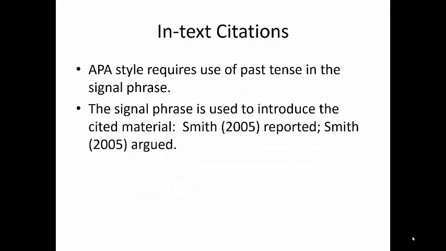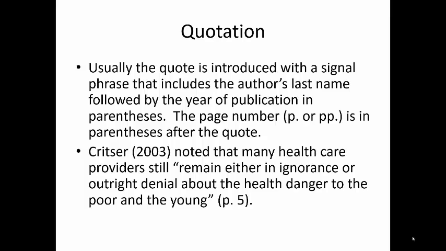Next, we're going to talk about in-text citations. APA style requires the use of past tense in signal phrases. The signal phrase is what you use to introduce cited material. When including a quotation from an author's work, usually the quote is introduced with the signal phrase, and it includes the author's last name followed by the year of publication in parentheses. The page number is in parentheses after the quote. The next bullet includes a great example of doing this.